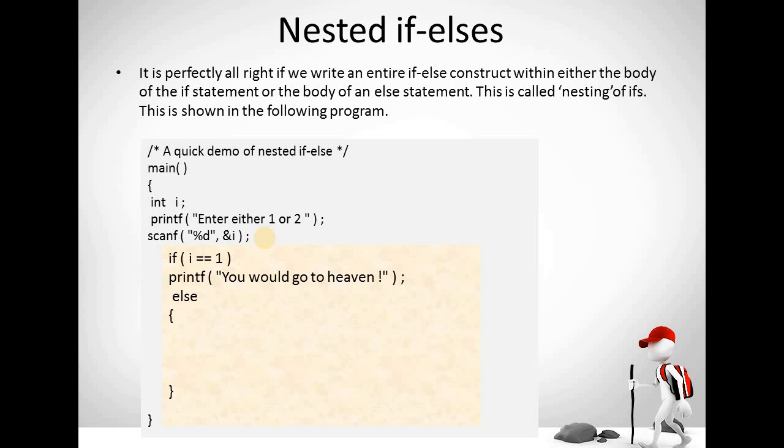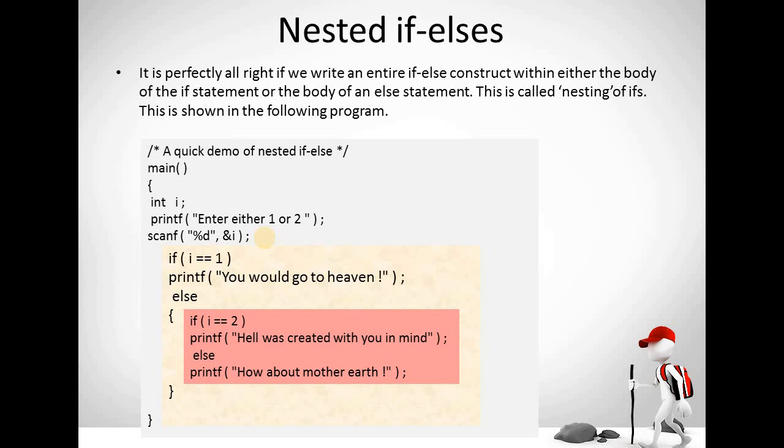Now if the condition becomes false, that means you have entered 2. Okay, then what will happen? If you have entered 2, then hell was created with you in your mind. Okay, and if you have not entered even 2, then the message will be printed, how about mother? So I have just asked what will happen if the user has entered 3 or 4, that means something else in spite of 1 or 2.